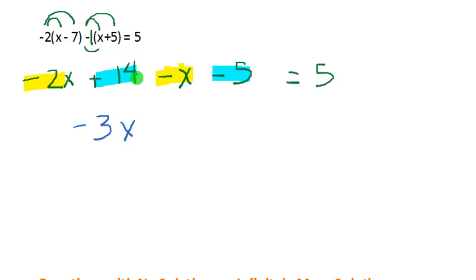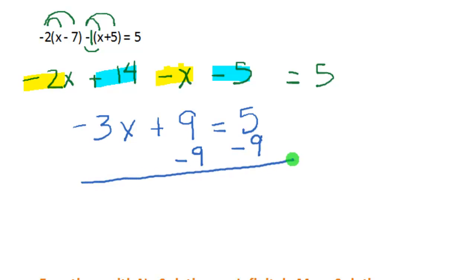-2x minus x is a -3x, and 14 minus 5 is 9, +9, and that equals 5. Now we're going to isolate x on the left. So we want to subtract 9 from both sides. So we get, well, here we get -3x. The 9's cancel, equals to 5 minus 9 is -4.